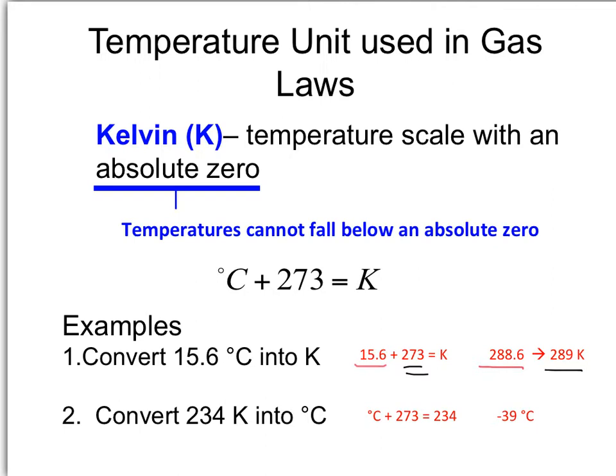In the next example, I've given you 234 Kelvin, so I'm going to substitute that in to where the K is in the equation, and this time you'll realize that I'm going to have to subtract 273 from both sides, and what that will give you is negative 39 degrees Celsius, and that is in proper sig figs as well.